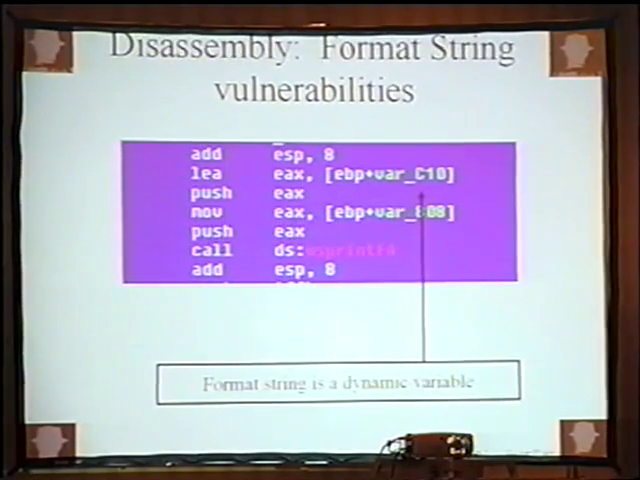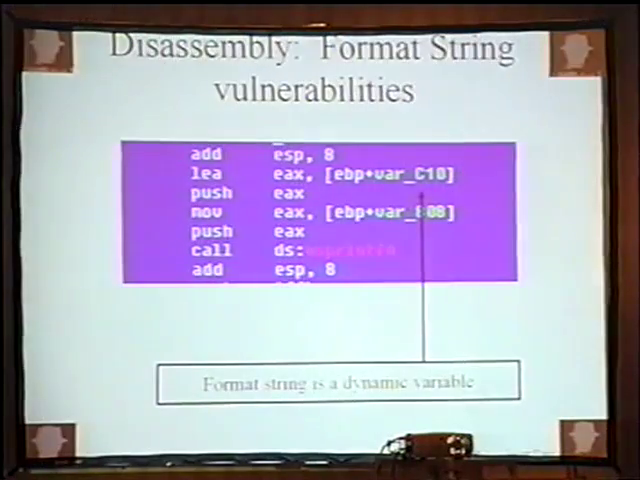After we determine that we have an argument deficiency, we have to check whether the format string is static or dynamic, because you don't want to flag something like printf hello world as dangerous. In this case, the format string is dynamic, so it might be dangerous.